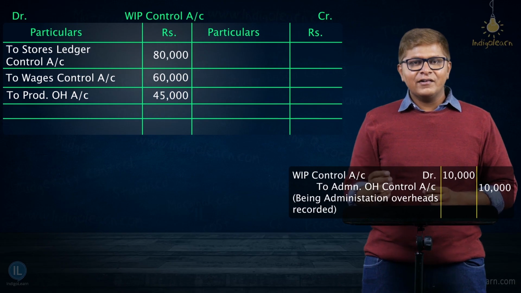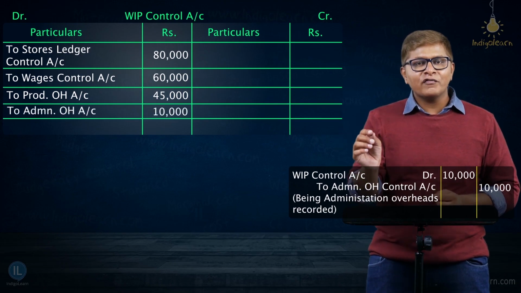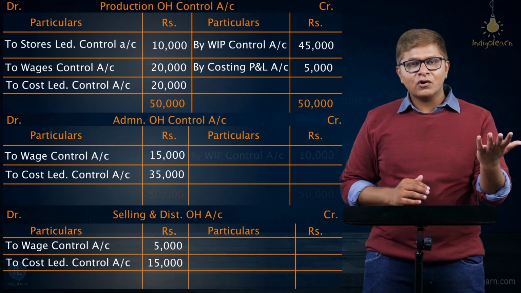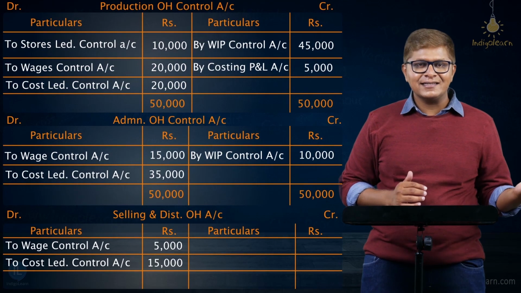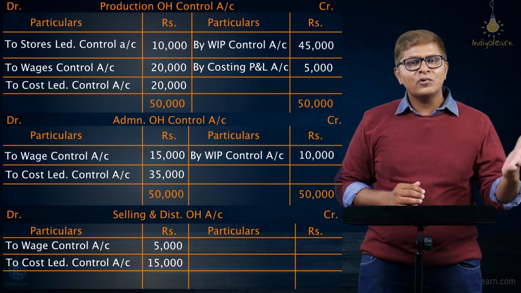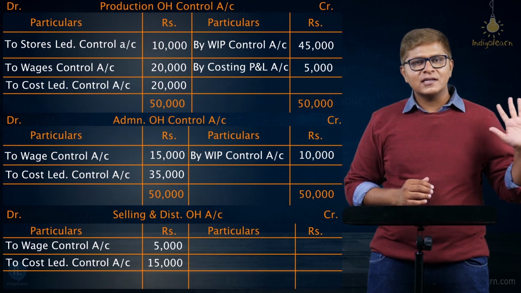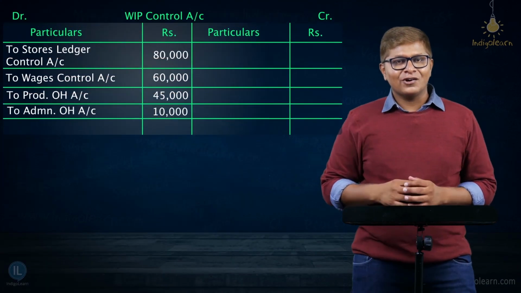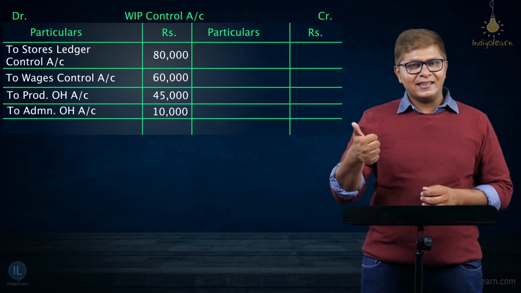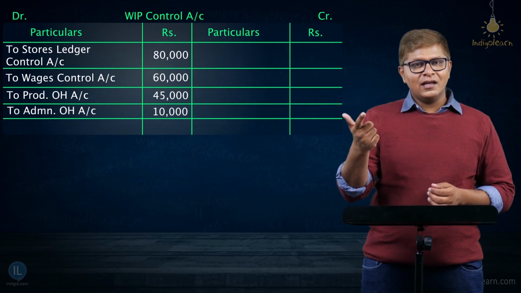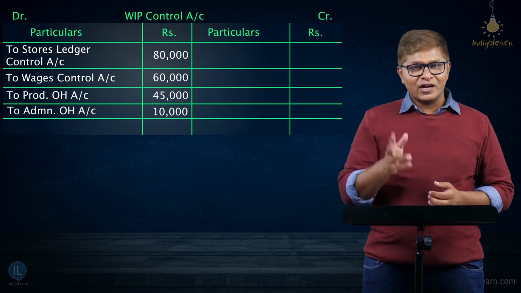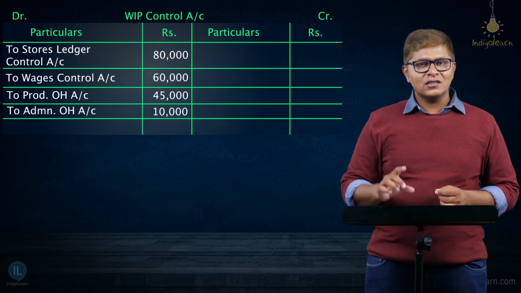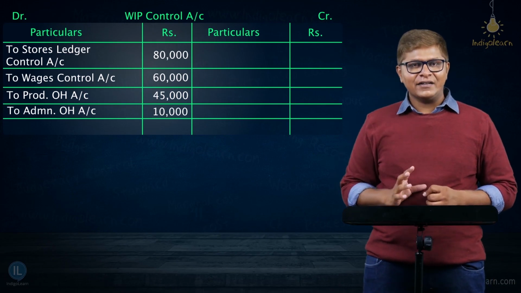On the debit side, we will have to admin and office overhead control account rupees 10,000. And in the admin and office overhead control account, it will be on the credit side, which will say by WIP control account rupees 10,000. Now if we look at the WIP control account, on the debit side, we have direct material 80,000, direct wages 60,000, to production overheads absorbed 45,000 and to administration overheads transferred rupees 10,000. The total of this is 1,95,000.